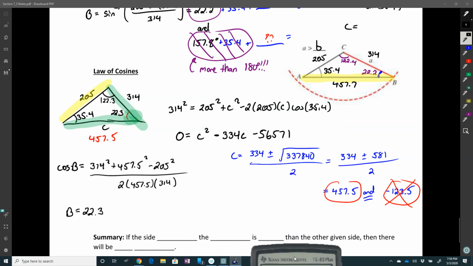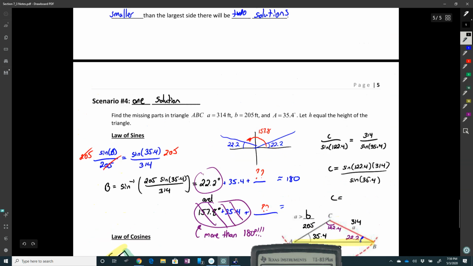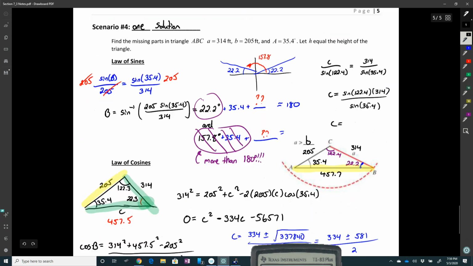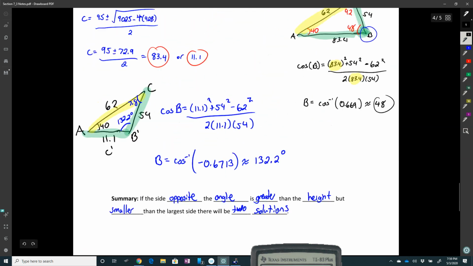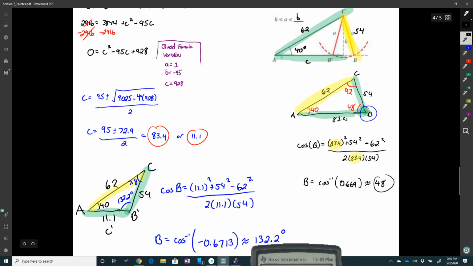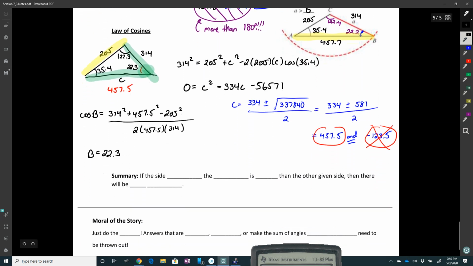Yeah, I know it was a lot of repetitive work in this section, but I really wanted to show the law of cosines being done a lot. So the summary: if the side opposite the angle is larger than the other side, then there will be one solution.